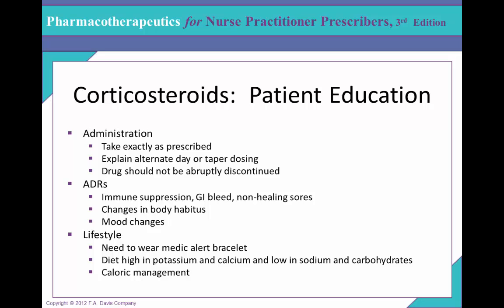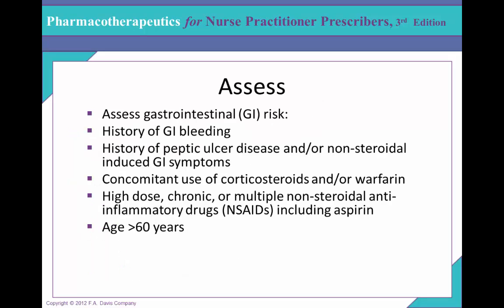Major side effects: at any sign of infectious process, consult a practitioner or go to the closest emergency room or urgent care. Because of immunosuppression, it could produce GI bleed, non-healing sores, changes in body habitus, and also mood changes. You need to tell the patient that it's important to use a medical bracelet if this is long-term use of corticosteroids, because if the patient is found unconscious on the street and nobody knows that the patient is steroid dependent, once the patient is admitted, prednisone will be stopped abruptly, and there is a likelihood of hypotensive shock. Monitor electrolyte imbalances and also caloric management. Assess any type of GI bleeding, peptic ulcer disease. Try to avoid non-steroidal anti-inflammatories in conjunction with steroids because it increases the likelihood of GI bleed.